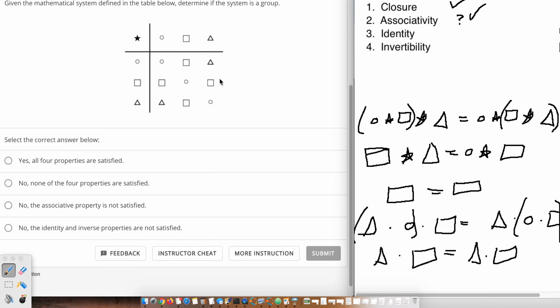An identity element. That means it should always spit out the other element you're pairing it with. So circle paired with circle gives us circle. Circle paired with square gives us square. Circle paired with triangle gives us triangle. But make sure not to just check it by columns. Make sure it goes the same way across the rows. Circle paired with circle gives us circle. Circle paired with square gives us square. Circle paired with triangle gives us triangle. So that little circle is the identity element.